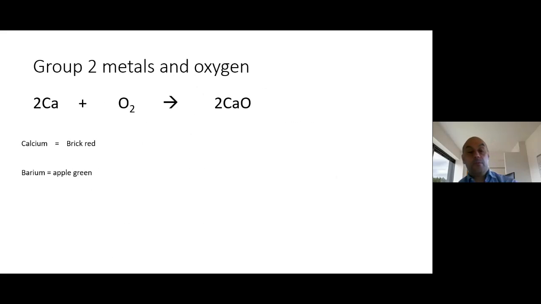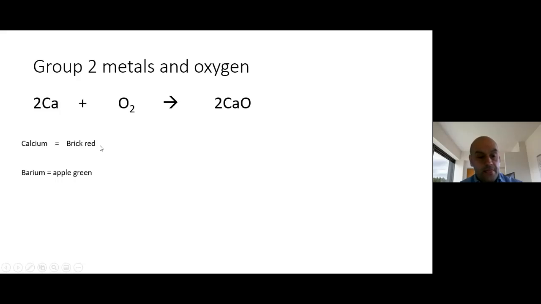Okay, so we're going to move on to group 2, and I'm not going to spend too much time balancing equations with you because there are other things that I'd like to look at. So here's our group 2. We've got calcium and oxygen making calcium oxide. And just like with group 1, as you go down the group, they get more reactive. That's because it's easier to lose your electrons, the decrease in ionisation energy.